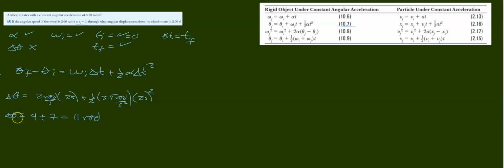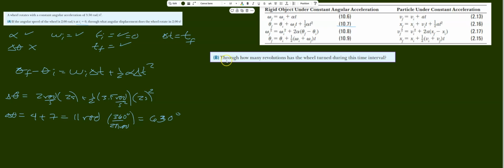That's the angular displacement. We can convert this to degrees also. We can say 2 pi radians is 360 degrees, and that's going to give us 630 degrees, right? That's part A of this problem. Then there's part B that says through how many revolutions has the wheel turned during this time interval.